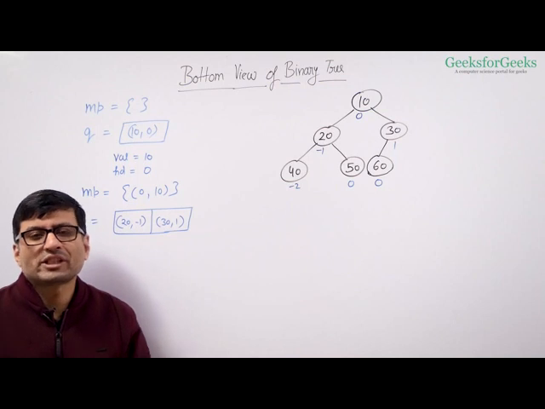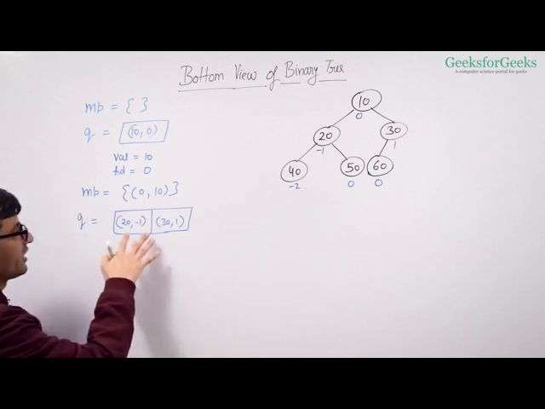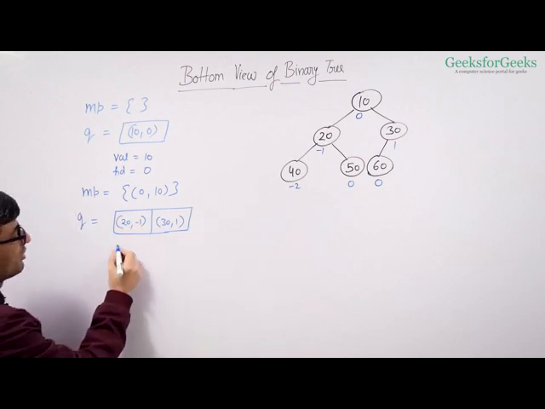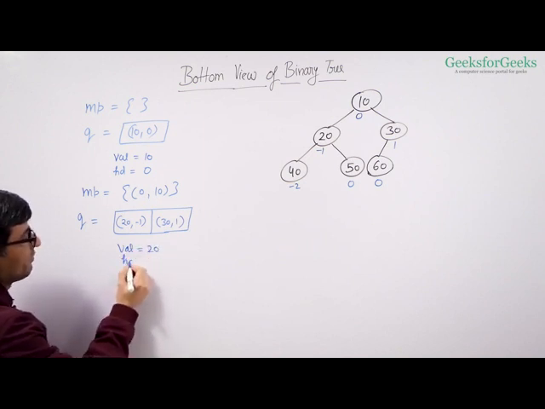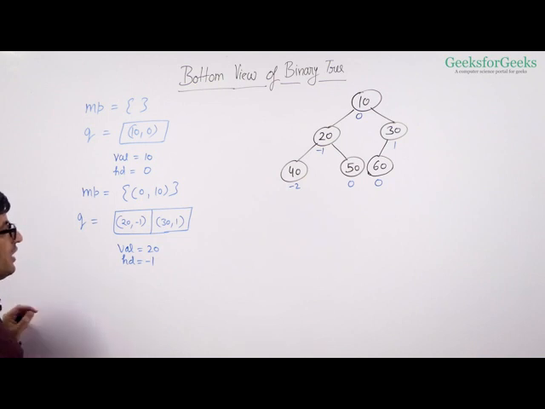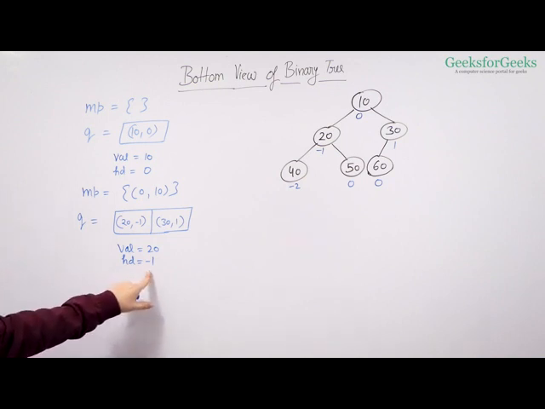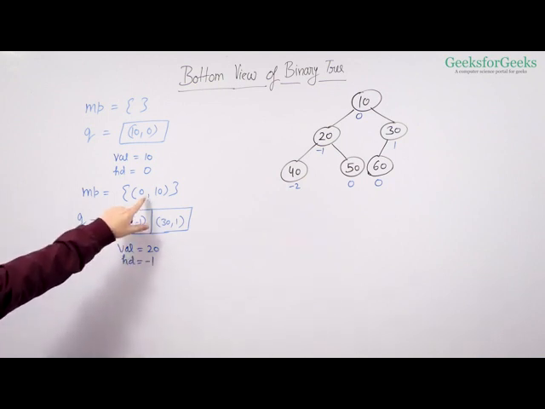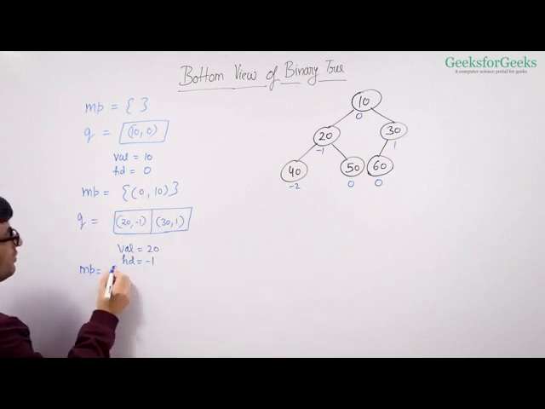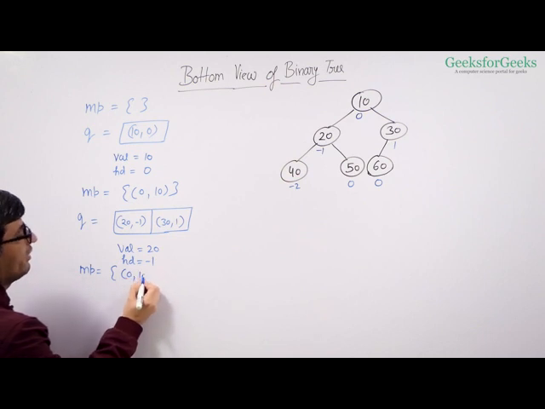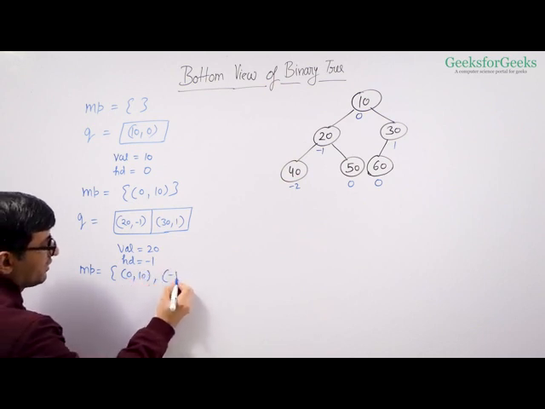Now we are again going to extract an item, and this time we will extract 20 and minus 1. So our value is going to be 20 and HD is going to be minus 1. Now we see, do we have an entry for horizontal distance minus 1? We do not have it. So we are going to insert it into the map. So our map is going to contain 0, 10 and minus 1, 20.